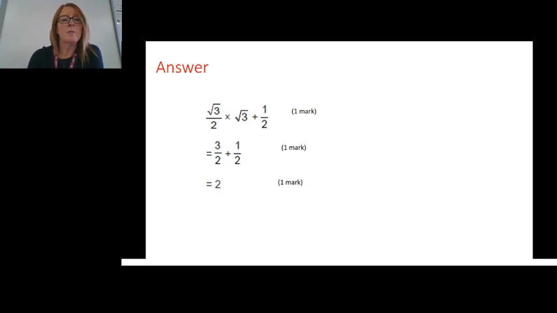Root 3 times root 3 would give me root 9, which is 3 over 2. And I'm adding that to a half. There's your second mark. 3 over 2 add a half, okay, would end up being 4 over 2. And 4 over 2 is equivalent to 2. So if you gave your answer as 4 over 2, technically that's incorrect because we're going to need to give our answer as an integer.